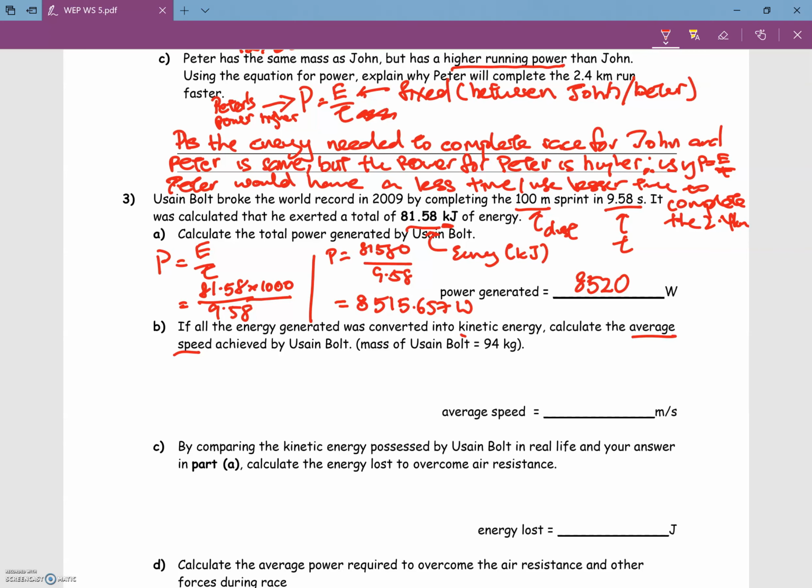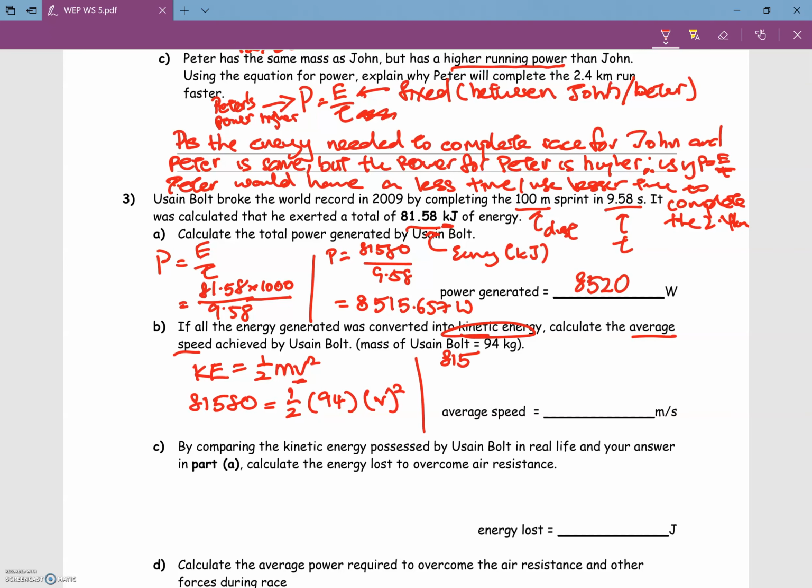They're saying all the energy is KE. So 81.58 kilojoules is all KE. So I know the formula first, KE equals half mv squared. If I use this formula, you realize you can find speed. So imagine all the energy becomes kinetic energy. So it will be 81580, that's the amount of kinetic energy you have, equals half times his mass, which is 94 kg. Then we need to find his average speed.